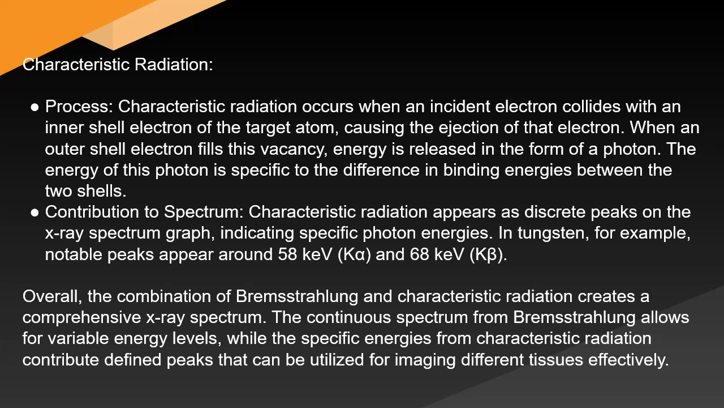Contribution to spectrum: characteristic radiation appears as discrete peaks on the X-ray spectrum graph, indicating specific photon energies. In tungsten, for example, notable peaks appear around 58 keV (K-alpha) and 68 keV (K-beta). Overall, the combination of bremsstrahlung and characteristic radiation creates a comprehensive X-ray spectrum. The continuous spectrum from bremsstrahlung allows for variable energy levels, while the specific energies from characteristic radiation contribute defined peaks that can be utilized for imaging different tissues effectively.